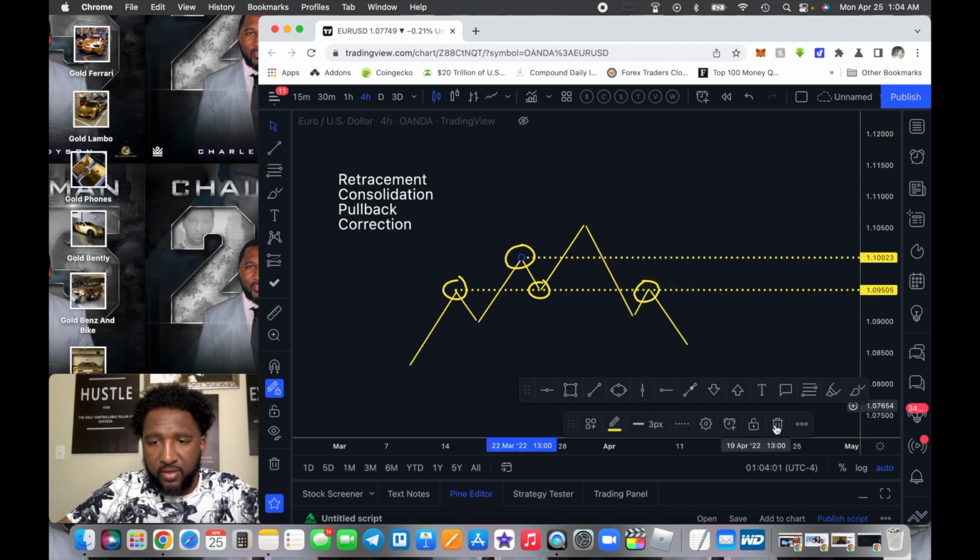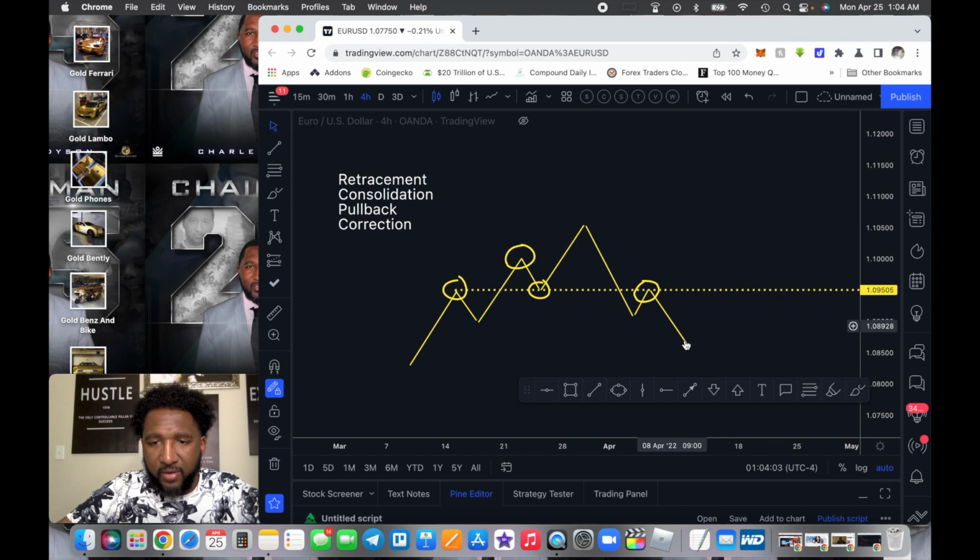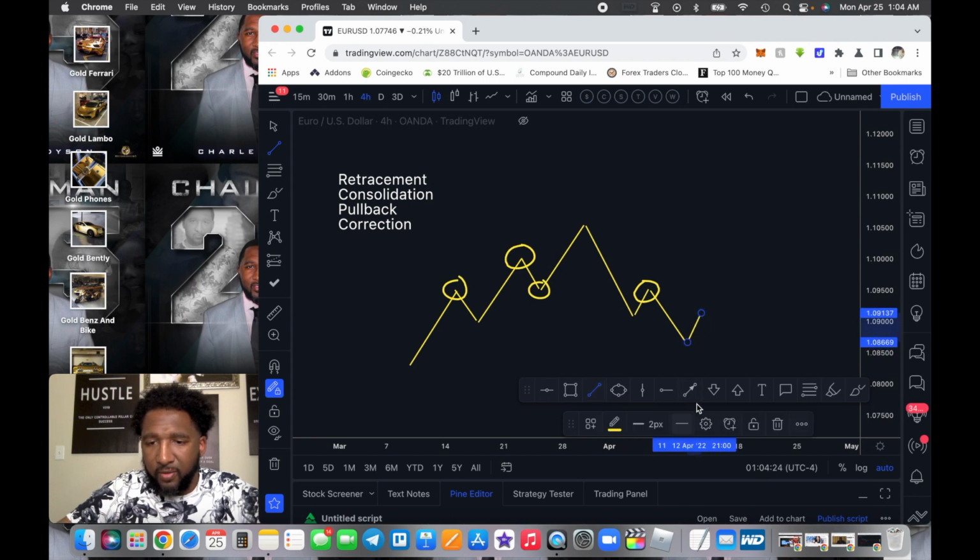Move this out the way so it doesn't confuse you. A continuation down. And then what? Well, now we're talking about the opposite. We're talking about the market doing this. And what do you know? Now this support can now be resistance.